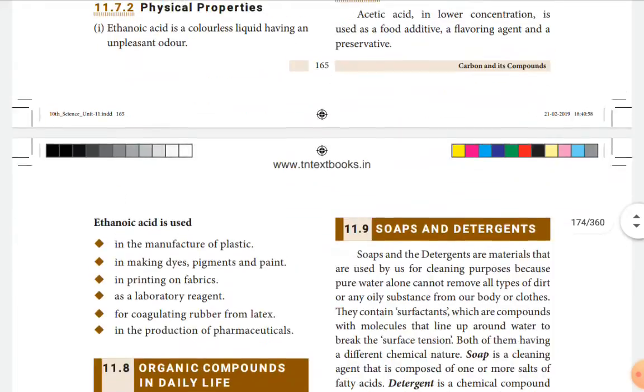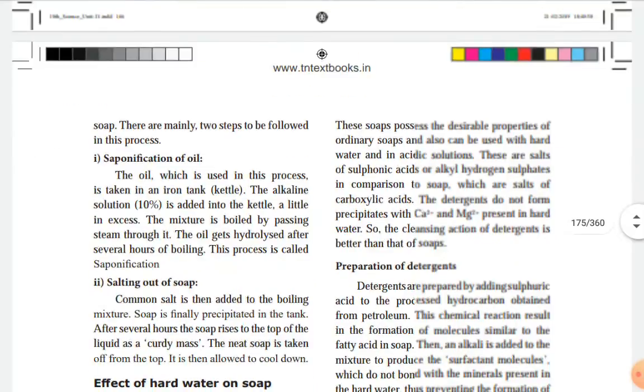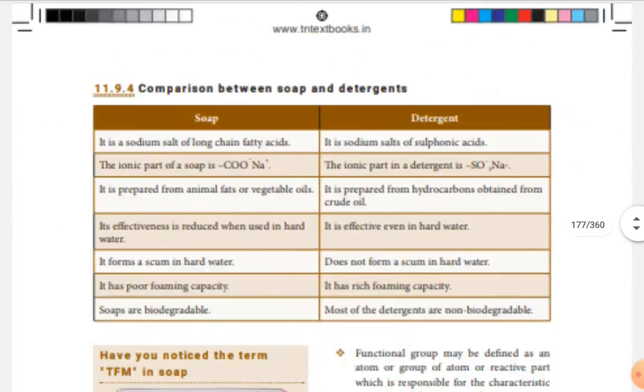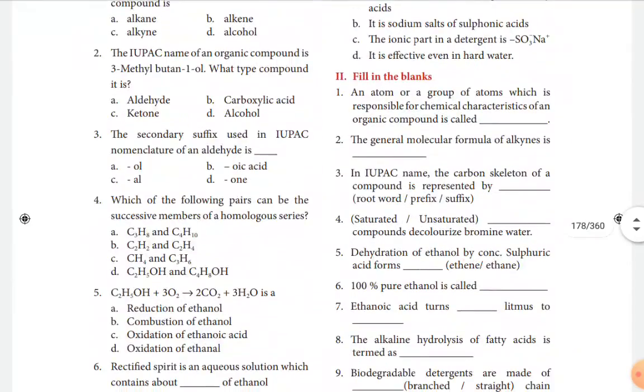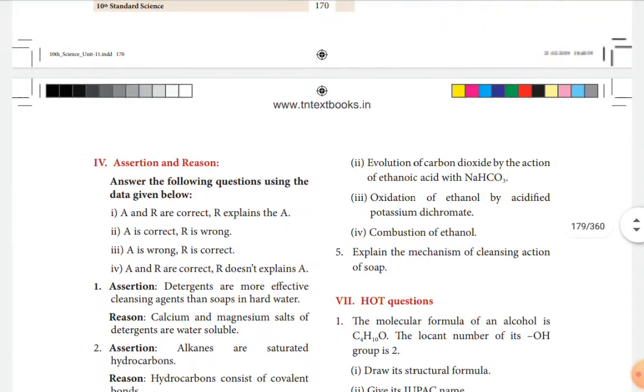Now, the next subdivision. Say here, the second one: evolution of carbon dioxide by the action of ethanoic acid with sodium bicarbonate. This is the same kind of reaction. See here, the same ethanoic acid is used. What is the formula of ethanoic acid? CH3COOH. Sodium bicarbonate is given, NaHCO3.